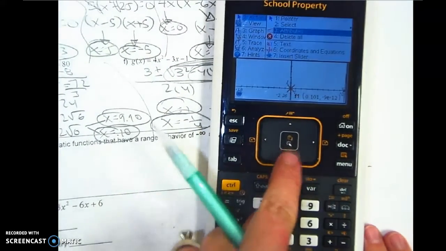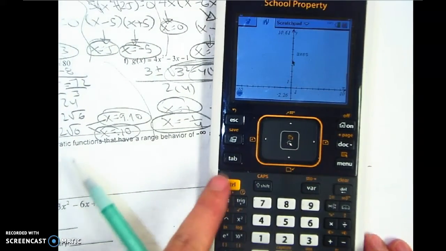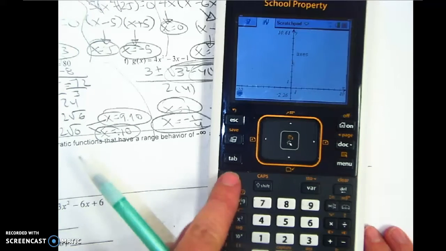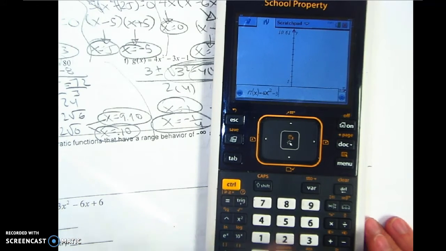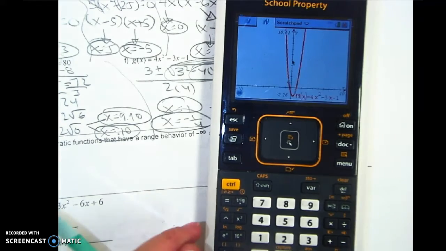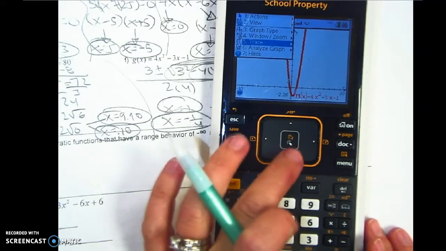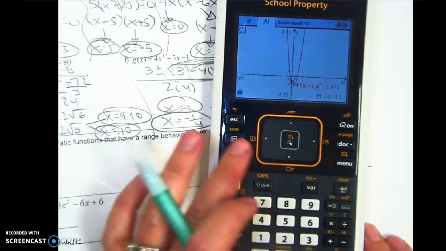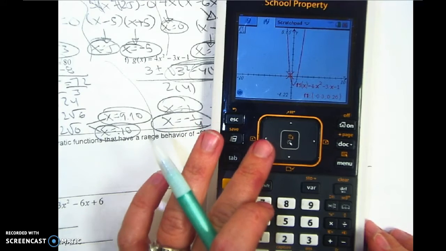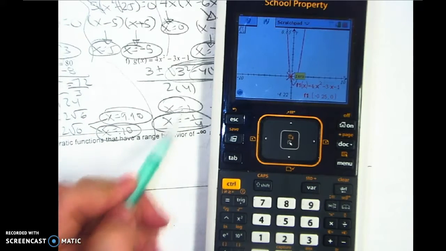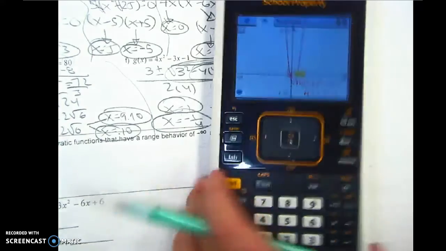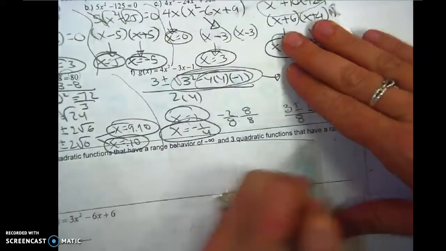Menu, actions, delete all. Control G. 4x squared minus 3x minus 1. Menu, trace, graph trace. And I'm going to check that one, which the 0 told me negative 0.25. Well, 25 cents is like a quarter, so I know I'm good to go. Okay?